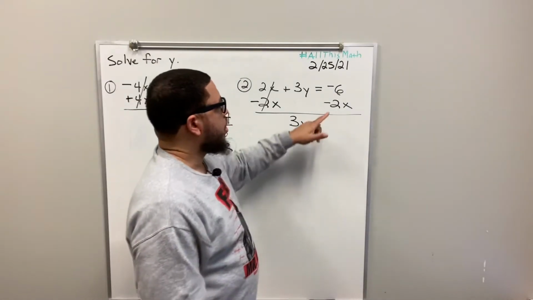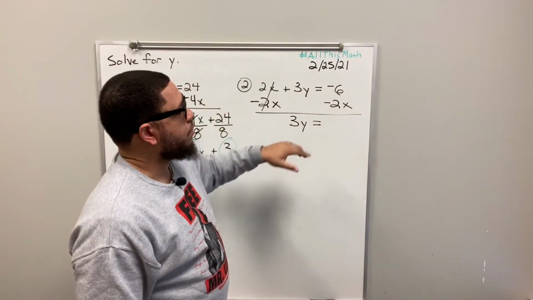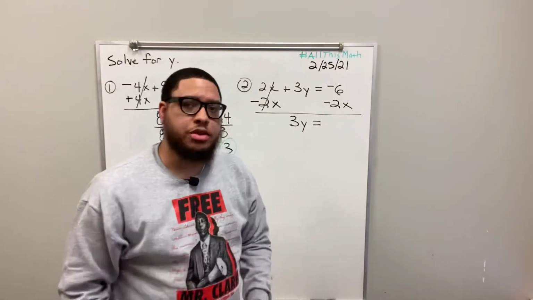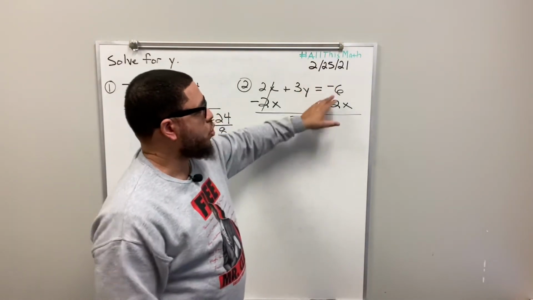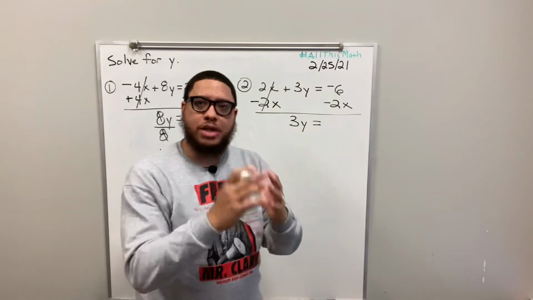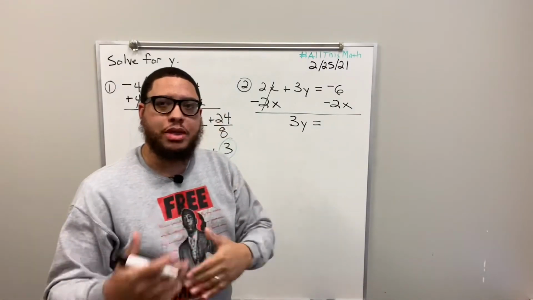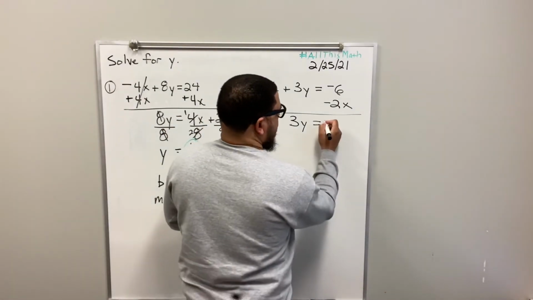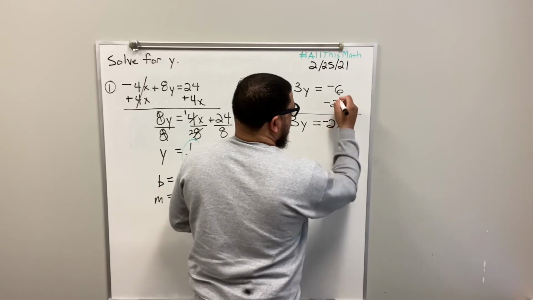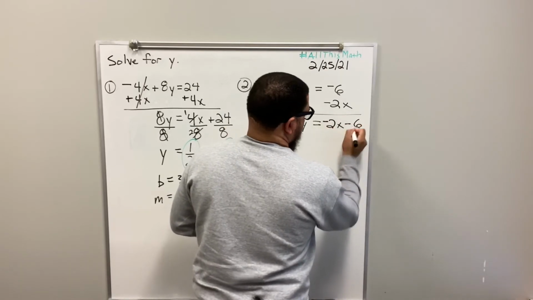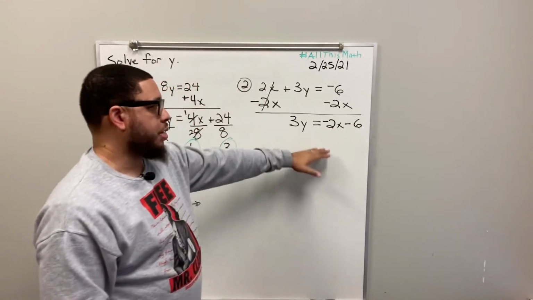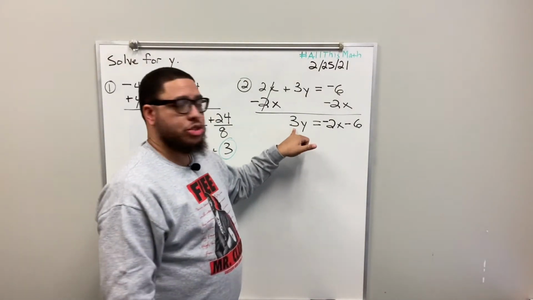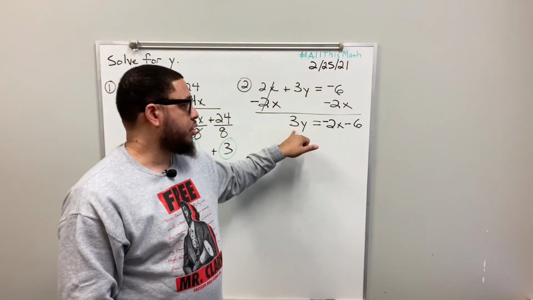And another thing is, I want my x term written first. I don't want to have it in this order, negative 6 minus 2x. I want my x term written first because I'm doing slope-intercept form. So I'm going to write the negative 2x first, and then I'm going to write the minus 6 after that. So now I'm getting closer to the end. All I got to do is get rid of this 3 right here.